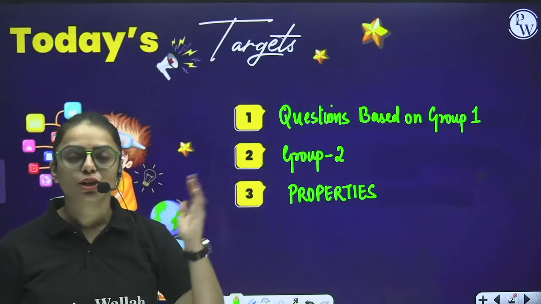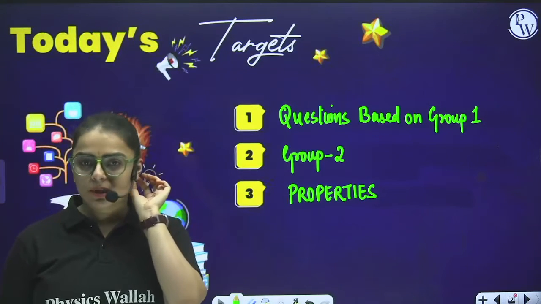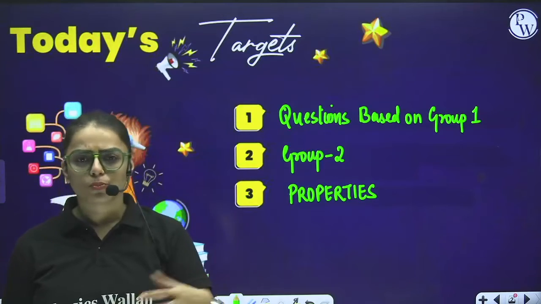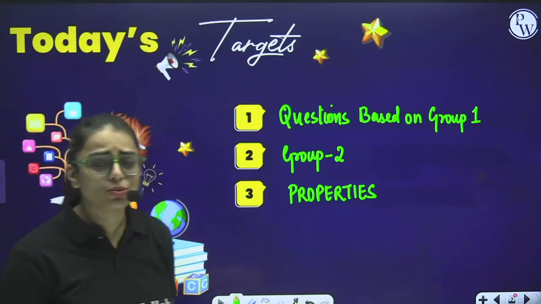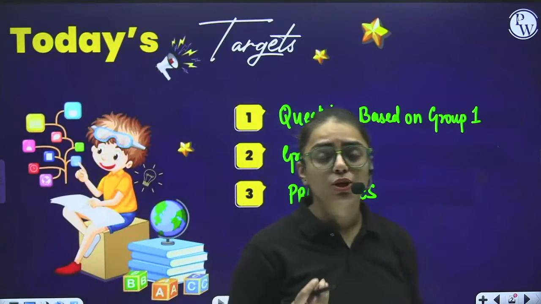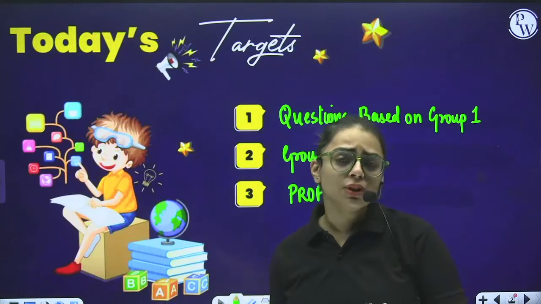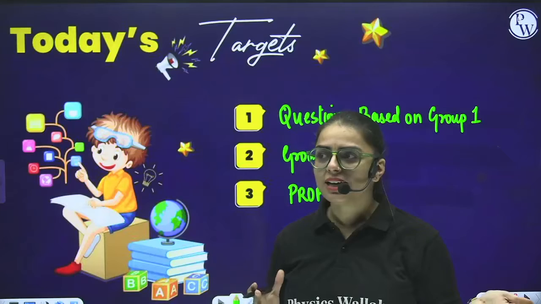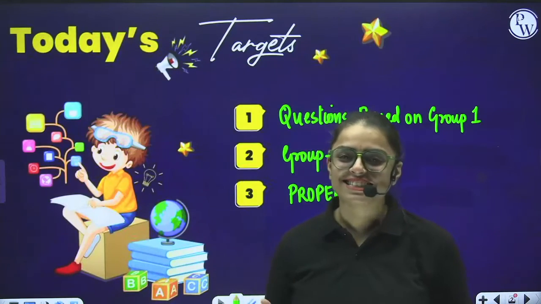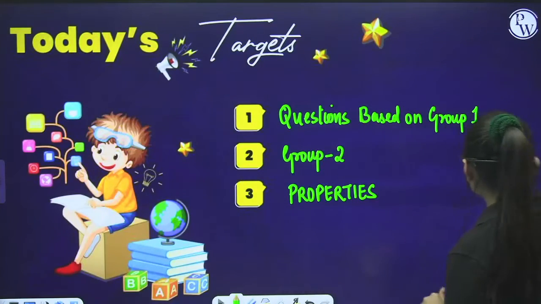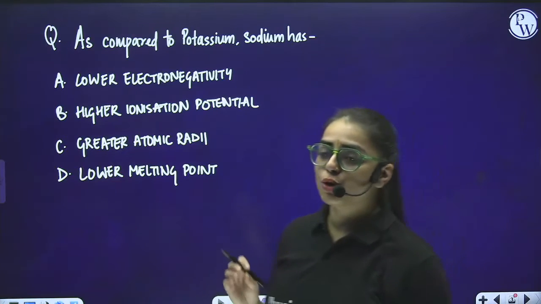The introduction, the physical and the chemical properties in the same way as we did for group number 1. Let me tell you, students, when you will be doing group number 2, almost each and everything is so similar with group number 1 properties that you will feel like, oh, this is so easy. Yes, it is. Okay, so now let's start with the question based upon your group number 1.